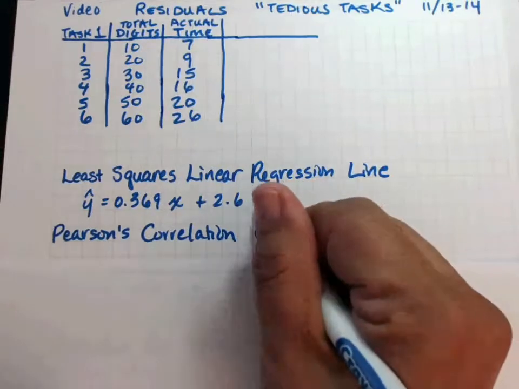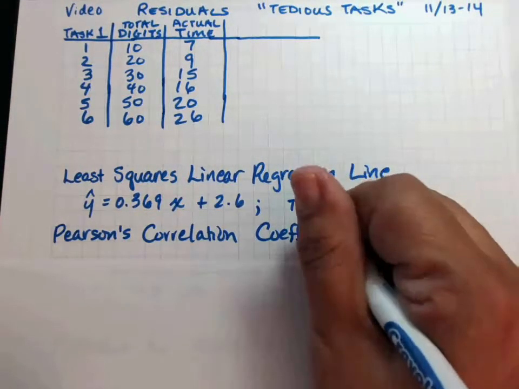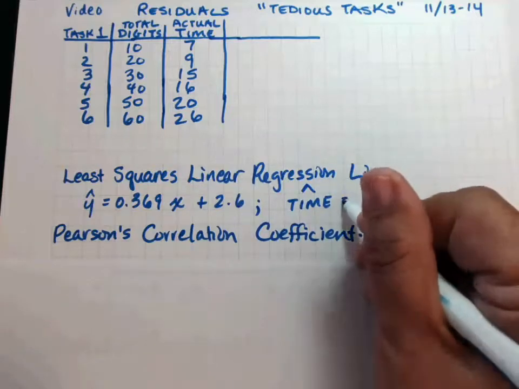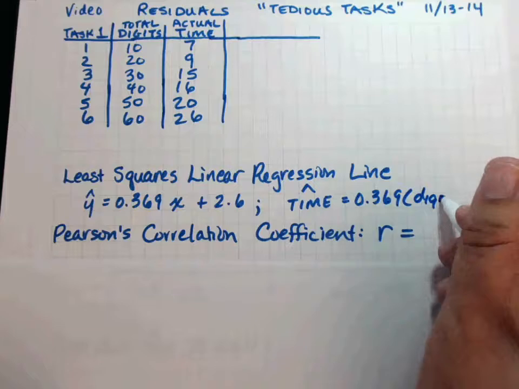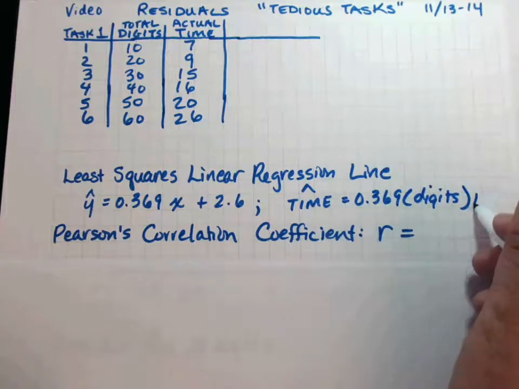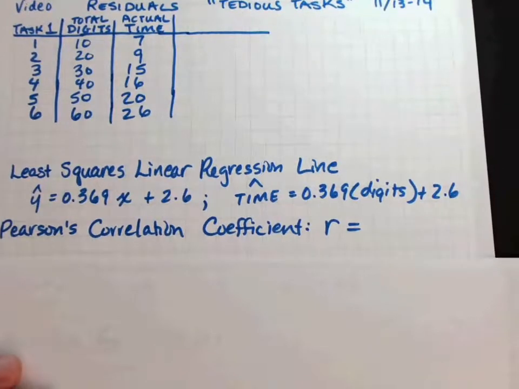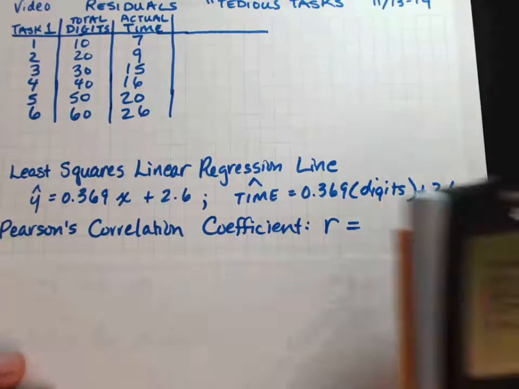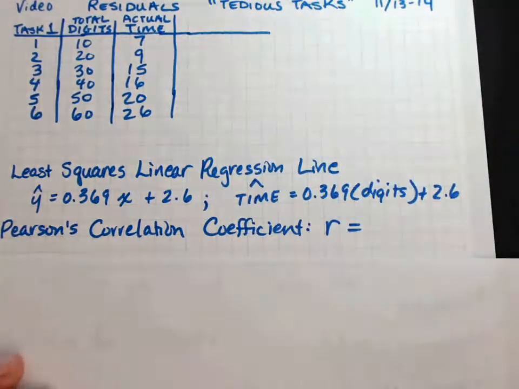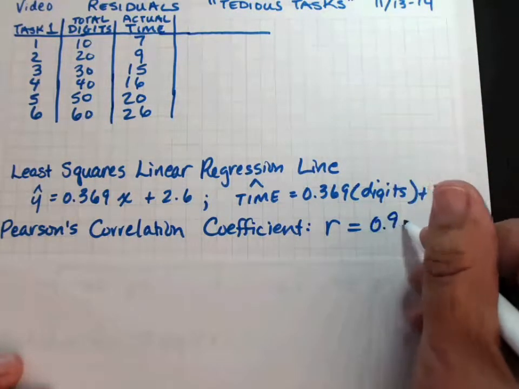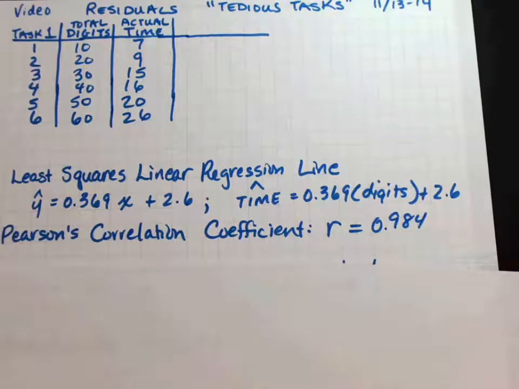Now, it's usually better to use the terminology that we're having. In this case, we're predicting time. So I could say time, remember the hat means prediction, is 0.369 times the number of digits plus 2.6 seconds. All right, so there's the model there. And the correlation coefficient, if I look at it, it's just the R, 0.984. So is that a pretty good fit? Actually, we would say that's a very good fit.